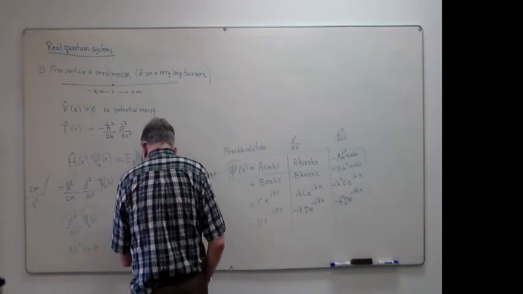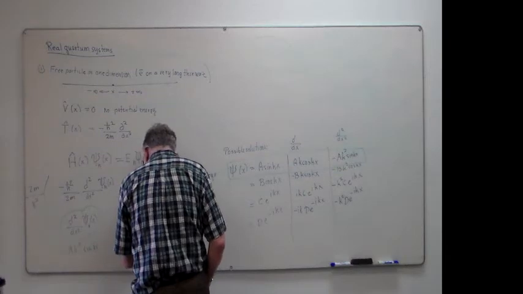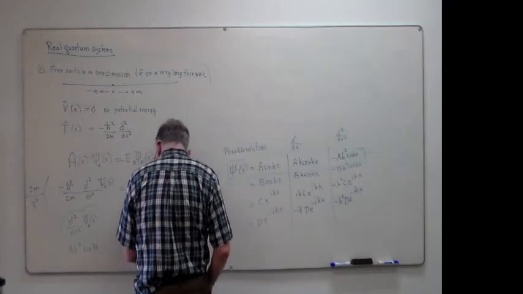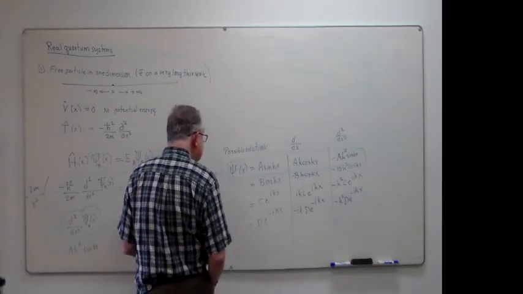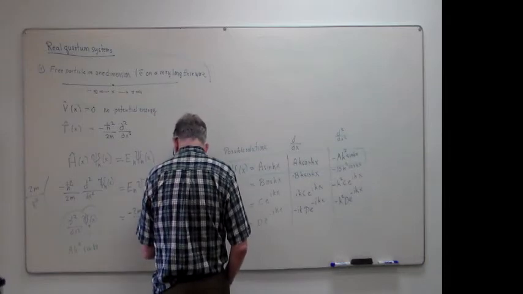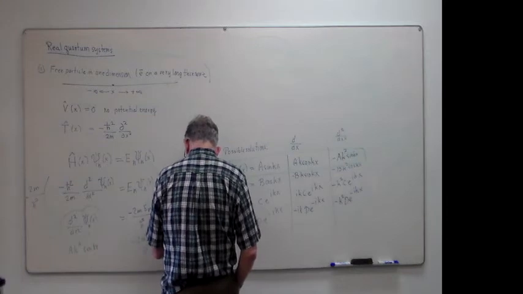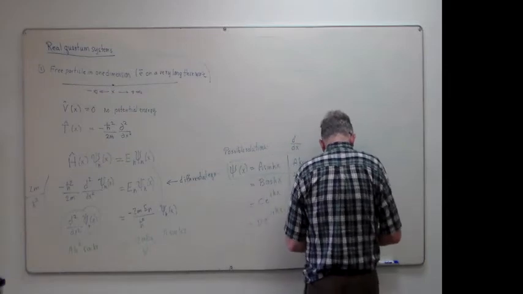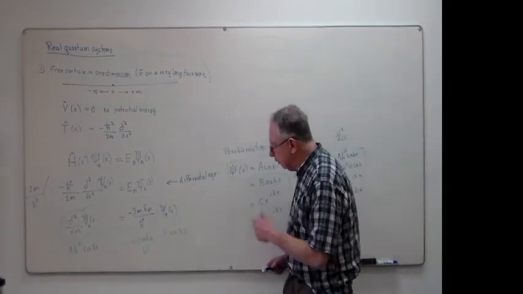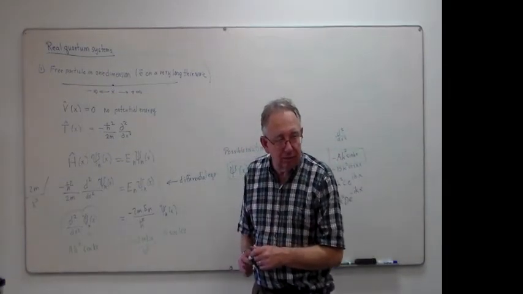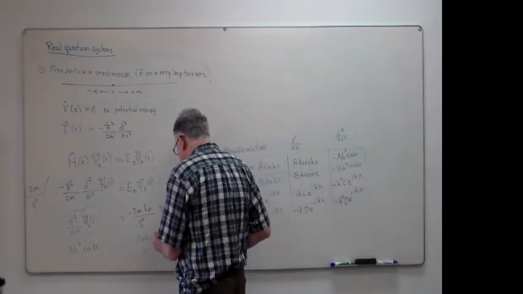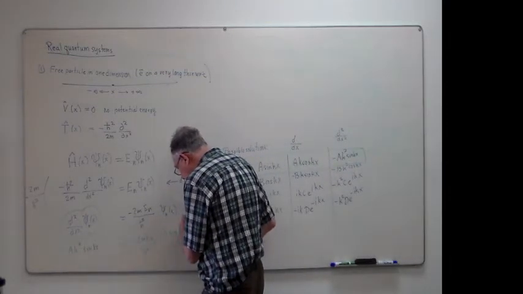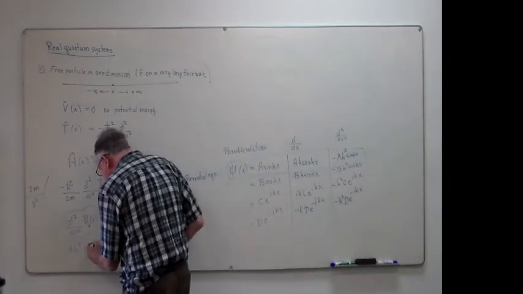And then we just go to the function minus 2m E_n over h bar squared, and this is just sine n of x. So this is A sine kx. And now we're going to solve this for the energy. Are you ready? The A sine kx cancels out, doesn't it?